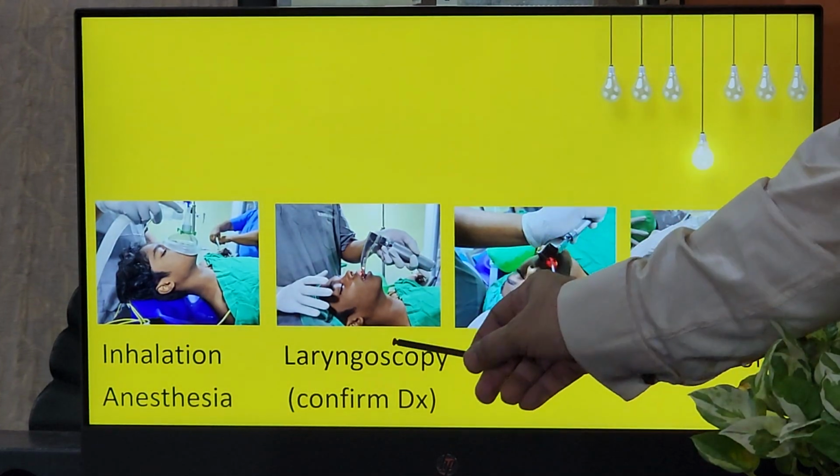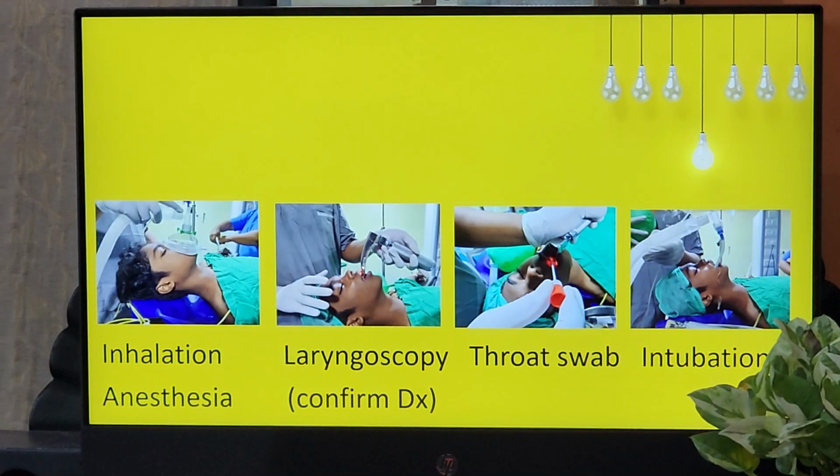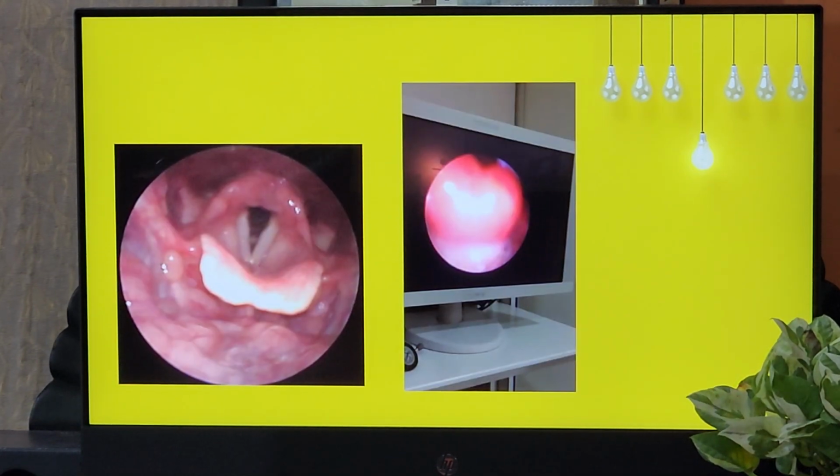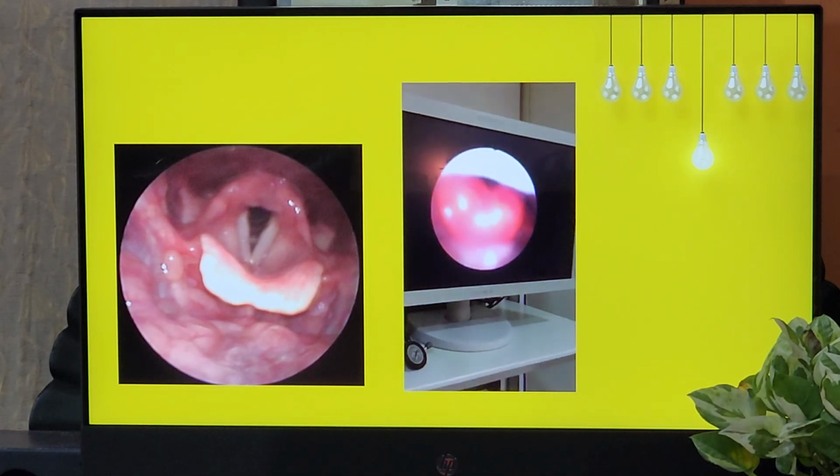Once the diagnosis is done, the ENT doctor will take a throat swab for culture and sensitivity, to know which bacteria and which antibiotic has to be given. Once that is done, the anesthetist will take over. He will intubate the child, and the ENT will be around in case we need to do a tracheostomy. Once the tube is in place, the airway is secure, then the child is safe.